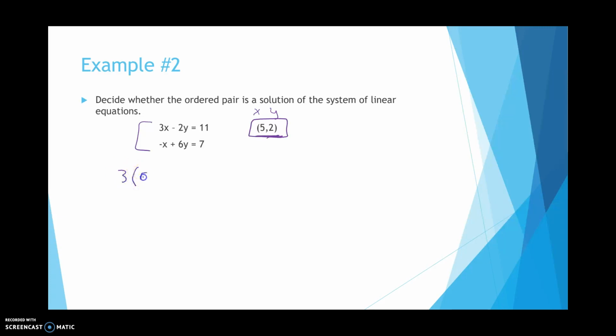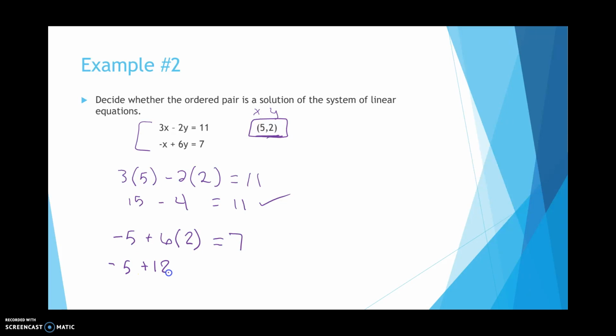So I'll solve the first one. It's 3 times 5 minus 2 times 2. Does that give me 11? Well, 15 minus 4 gives me 11. That checks itself out. We'll solve now plugging in for the bottom equation. So negative x, that would be -5, plus 6 times my y, which is 2. Does that equal 7? Well, -5 plus 12, that does equal 7. And that checks itself out as well.